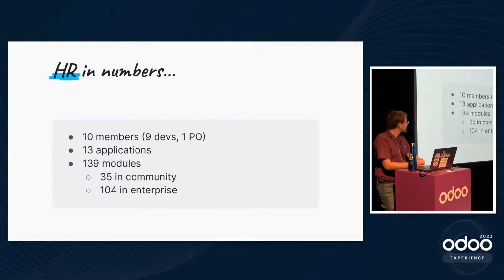Some numbers about our team. So we are 10 members. We are 9 developers and 1 product owner. We manage a total of 13 applications, which results in 139 modules, 35 in community and 104 in enterprise. Those modules handle bridge applications, so make the link between multiple applications. But it's also the localization, for example, so payroll requires localization. Those are modules as well, etc., etc.